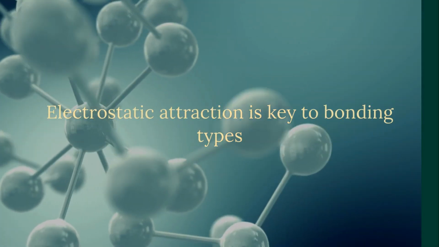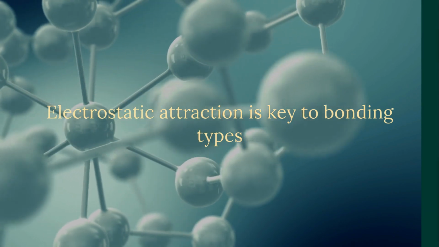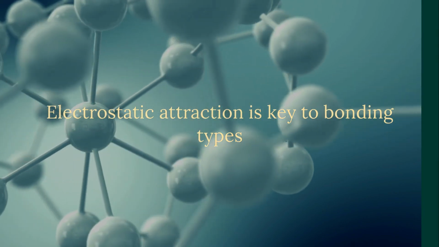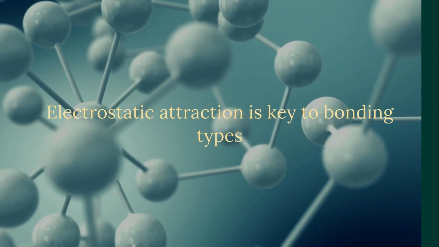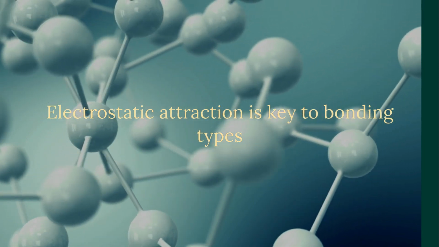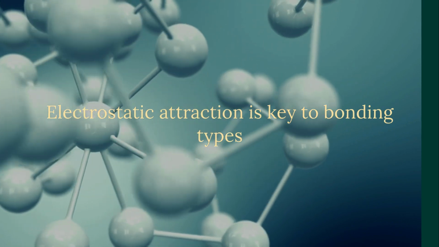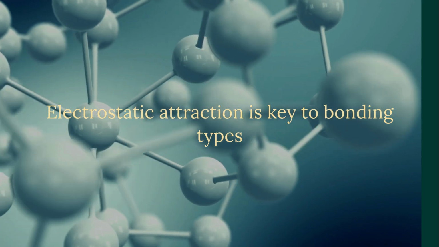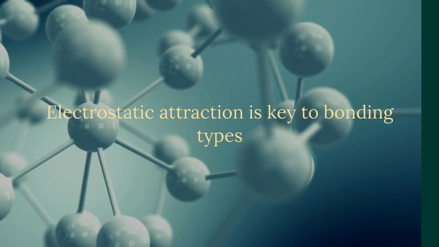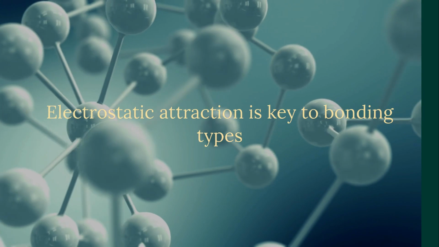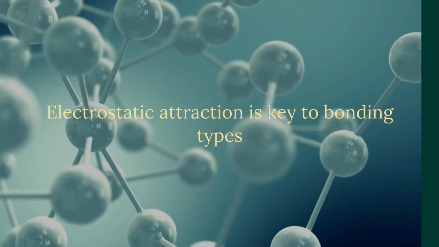Electrostatic attraction is central to all bonding types. In ionic bonds, it's between oppositely charged ions. Metallic bonds involve attraction between ions and delocalized electrons. Covalent bonds feature shared electrons attracted to both nuclei. This attraction underpins bond strength and properties.